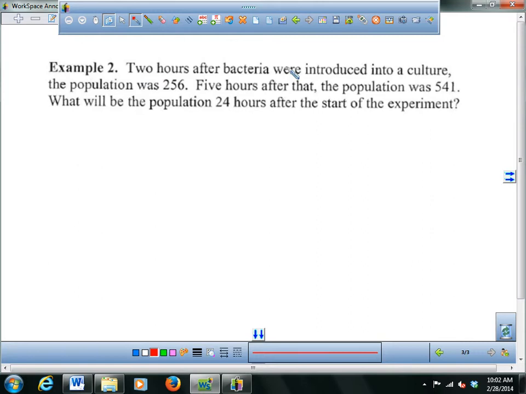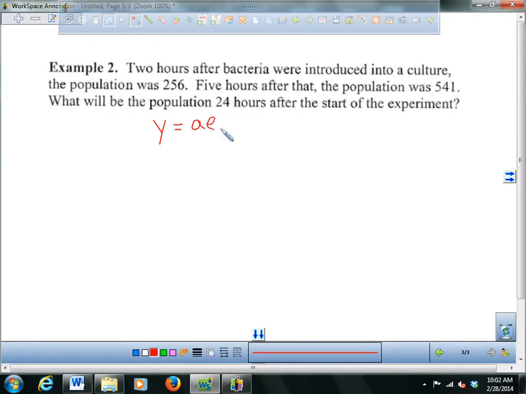So 2 hours after bacteria were introduced in culture, the population was 256. 5 hours after that, the population was 541. What will be the population 24 hours after the start of the experiment? Okay, so you start with y equals a e raised to the bx. And then you have to get two equations and two unknowns.